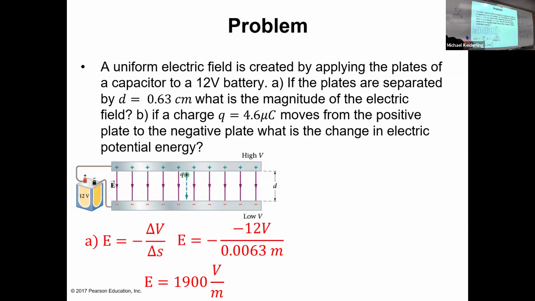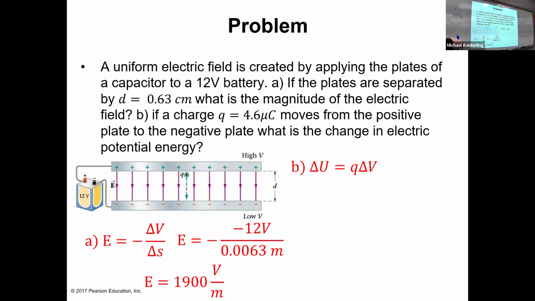We're looking for the magnitude, so you can just take the absolute value of whatever you get, but that's the general idea. We have a change of 12 volts over a distance of 0.0063 meters. It's going to go from the high voltage to the low voltage. The electric field points downhill from high voltage to low voltage. That's why there's the minus sign.